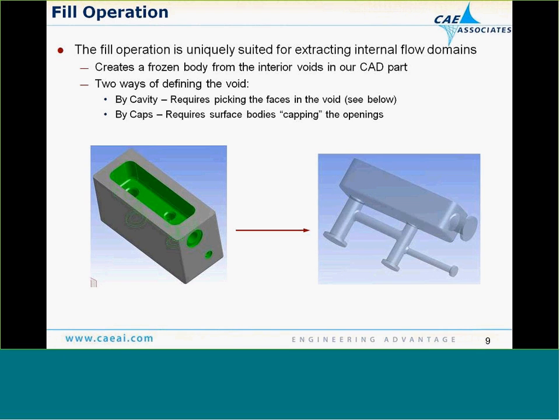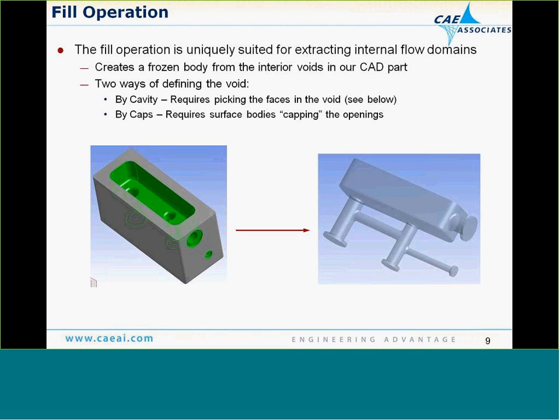Two ways of defining this, so a little bit of flexibility. The first is what we call bicavity, and this requires picking all of the faces that define the internal void. So if we look at the picture below, we have a manifold here where there's maybe 40 faces on the inside, and we pick all of those, and once we generate the operation, on the right you can see the resulting flow domain that captures those internal voids.